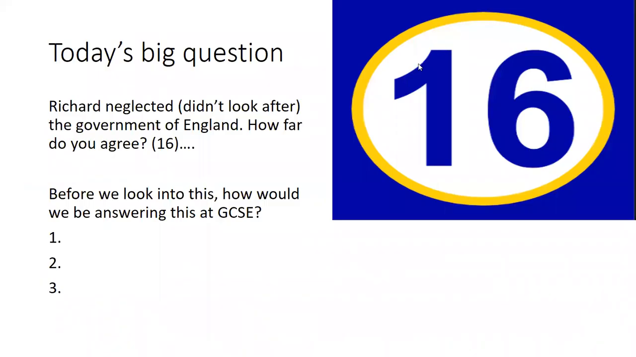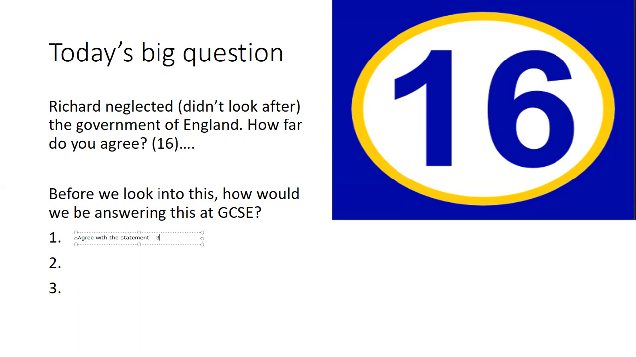So today's big question for the first part of the lesson is: Richard neglected, didn't look after, the government of England in the years 1189 to 99? How far do you agree? Now, remember, a how far do you agree question is a 16 marker. And we're just going to quickly go through how you answer this question, because you do need to make sure that you're putting a lot more detail into these. So the first thing you do is you agree with the statement.